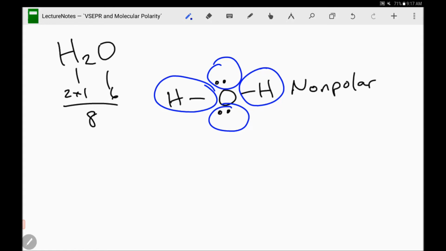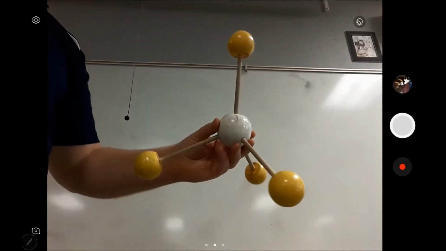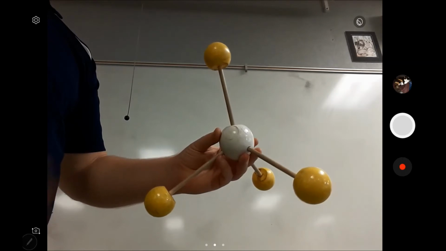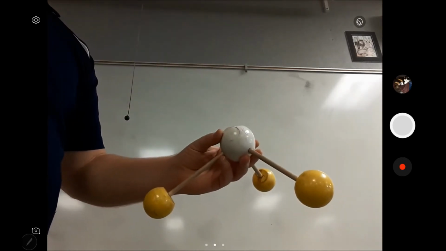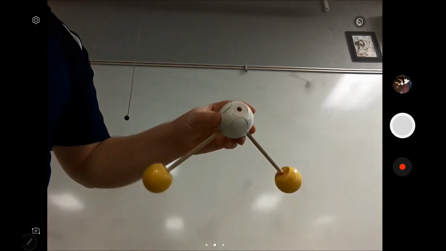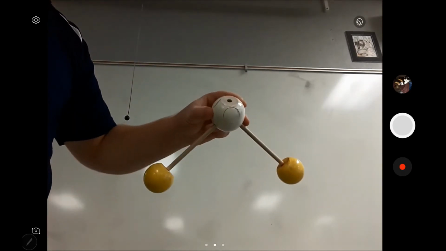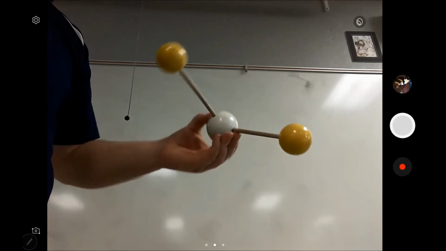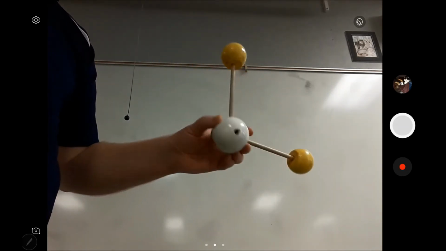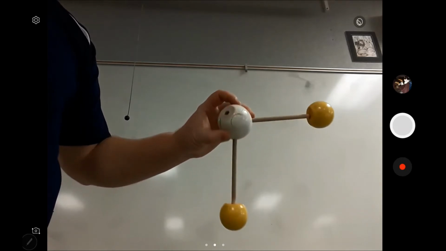Remember that this molecule exists in 3-dimensional space. So the base shape is tetrahedral. Let's go look at it. The tetrahedral shape looks like this. But if 2 of them are lone pairs, 1, 2, the shape that you're left with is bent. It's not symmetrical at all. And there's no way that you can rotate this shape that's going to make it symmetrical.